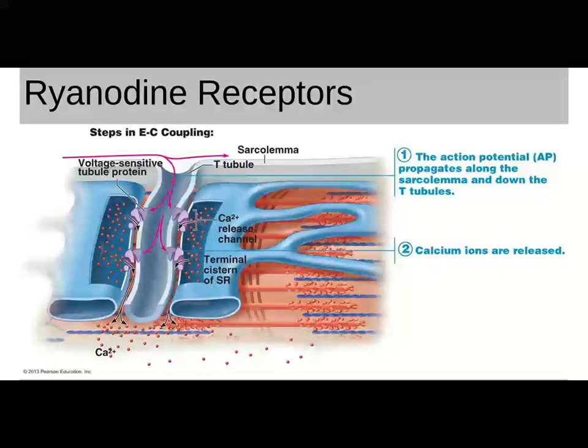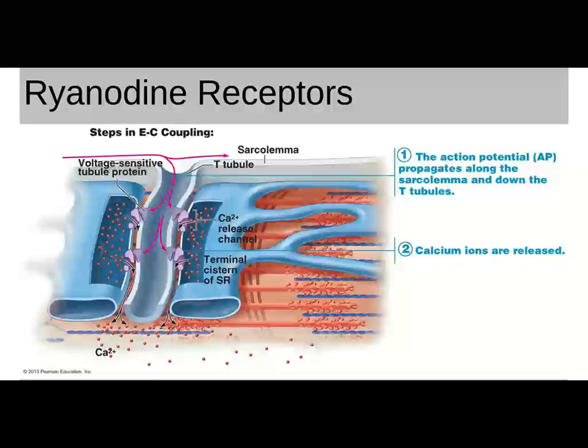Well, where the triads are found, the terminal cisternae are anchored to the T-tubule with special proteins called ryanodine receptors. Ryanodine receptors are also similar to a voltage-gated channel. And when the action potential passes along the T-tubule where a ryanodine receptor is found, it causes that ryanodine receptor to change shape.